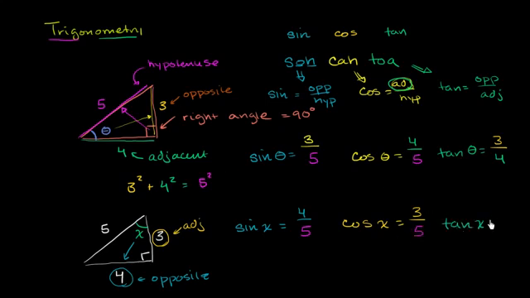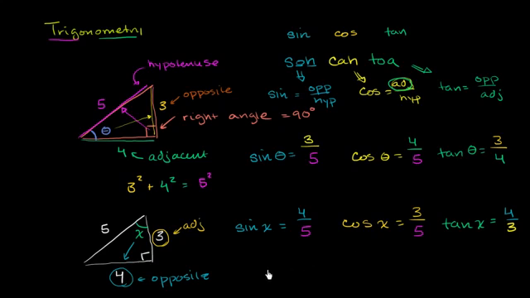And then finally, the tangent. We want to figure out the tangent of x. Tangent is opposite over adjacent. The opposite side is 4, and the adjacent side is 3. And we're done.